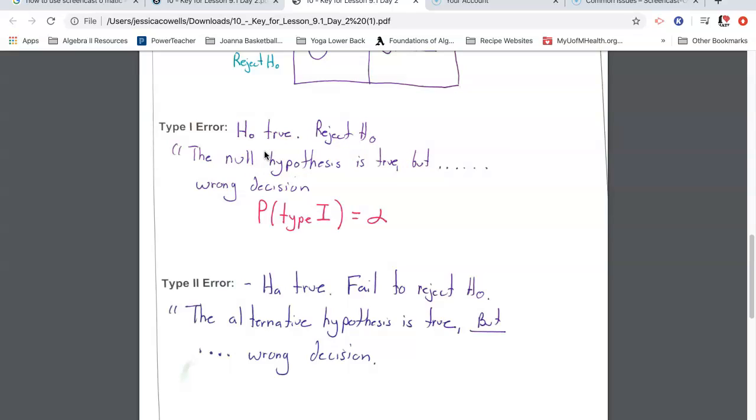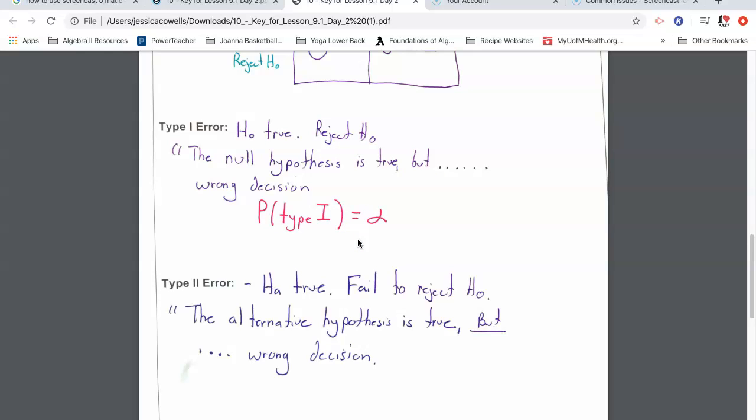So type 1, you need to know that the null hypothesis is true, but you make the error and reject it. So the null hypothesis is true, but you made the wrong decision. The probability that that's going to happen will be equal to your significance level, because we reject the null hypothesis when our p-value is less than our significance level.